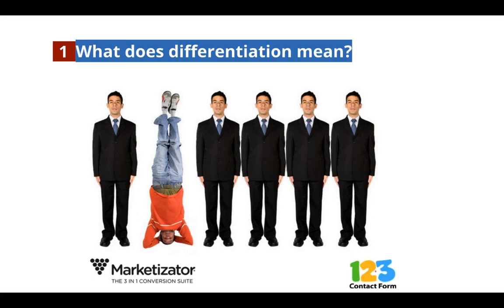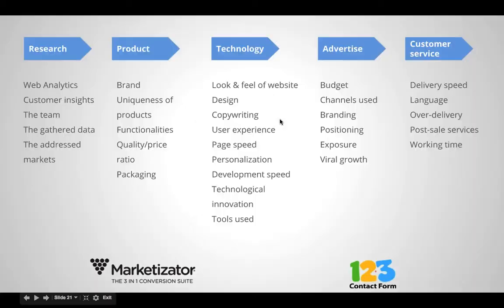So being different in terms of web and making your web presence different means to take into account the whole value chain of your website. So you have the research part, then the product, the technology, the way you are communicating, and the customer service. On each step of this value chain, you need to be different. I'm not going to spoil your time by reading all those things, but the main thing is that when you are doing research, how can you be different?